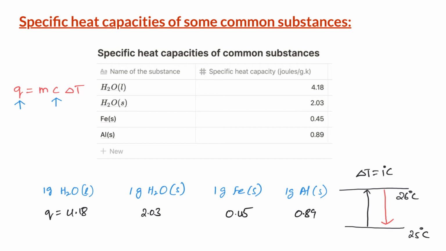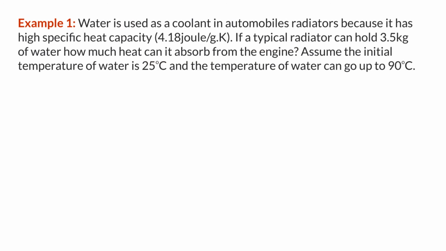Next, let us solve some problems. Example 1. Water is used as a coolant in automobile radiators because it has a high specific heat capacity of 4.18 joule per gram per Kelvin. If a typical radiator can hold 3.5 kilograms of water, how much heat can it absorb from the engine? Assume the initial temperature of water is 25 degrees Celsius and the temperature of water can go up to a maximum of 90 degrees Celsius.